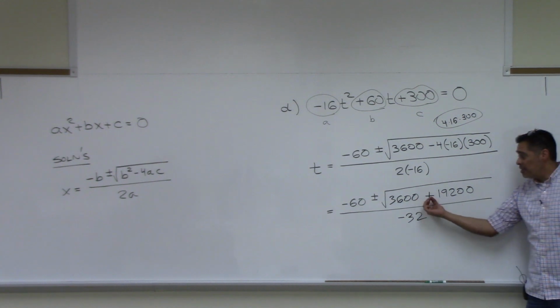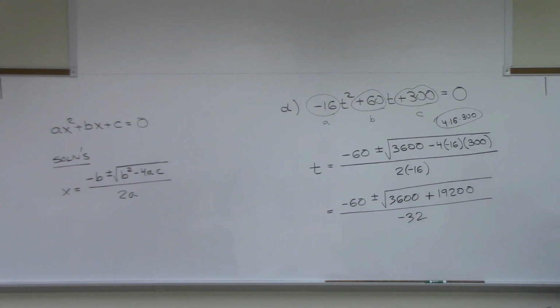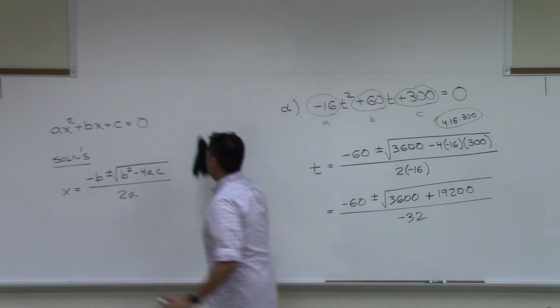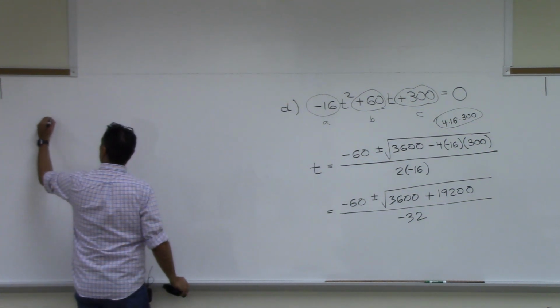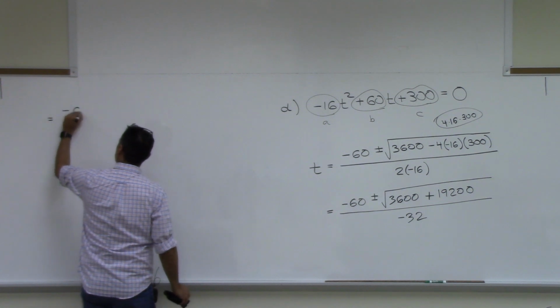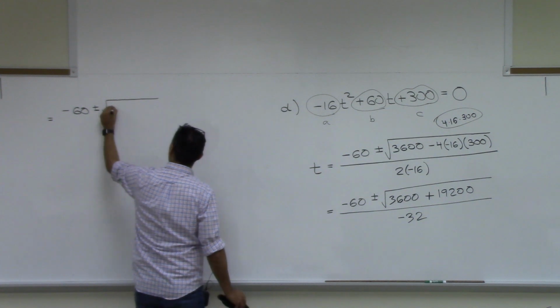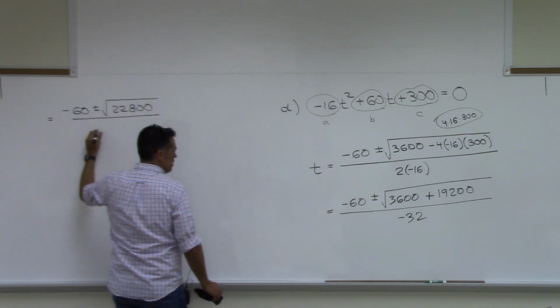Now I'm going to add these two together. So I just add 3,600 to that. 22,800. Let me continue over here. So equals negative 60 plus or minus square root 22,800 all over negative 32.